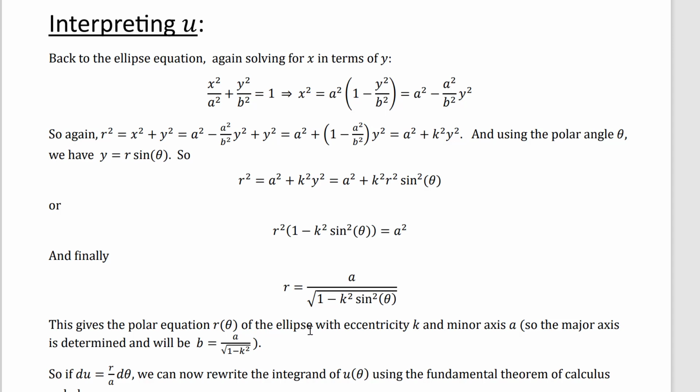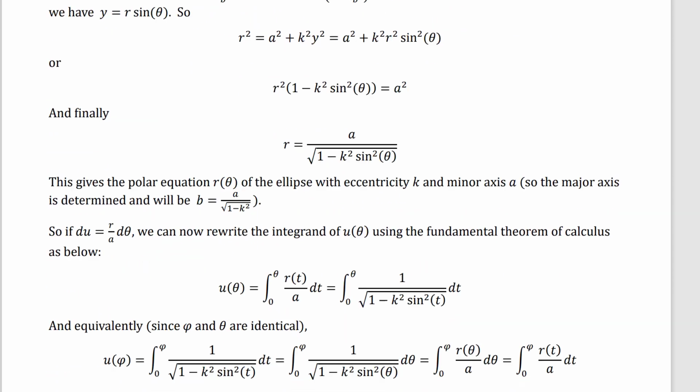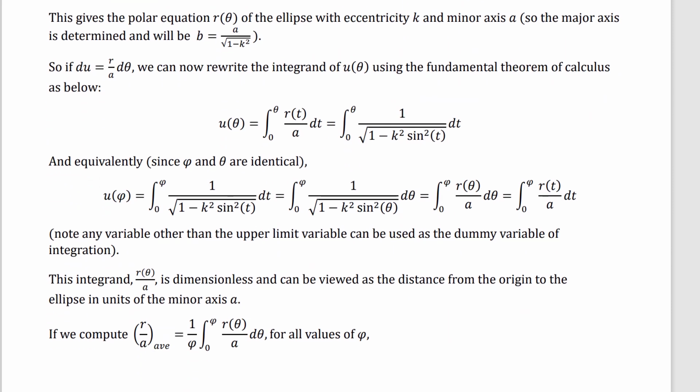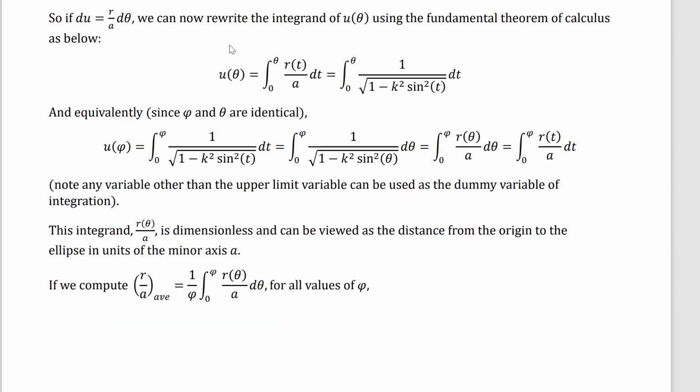So r of theta of the ellipse with eccentricity k and minor axis a. And we want du to be r over a d theta. That's what will work. So I need u to be the integral, and we'll put the lower limit 0 is the way to go. Upper limit theta.